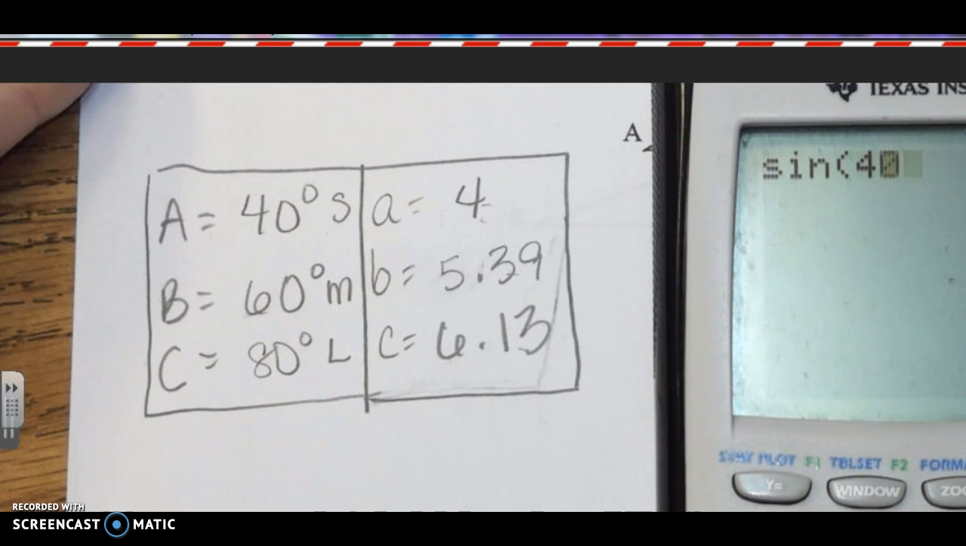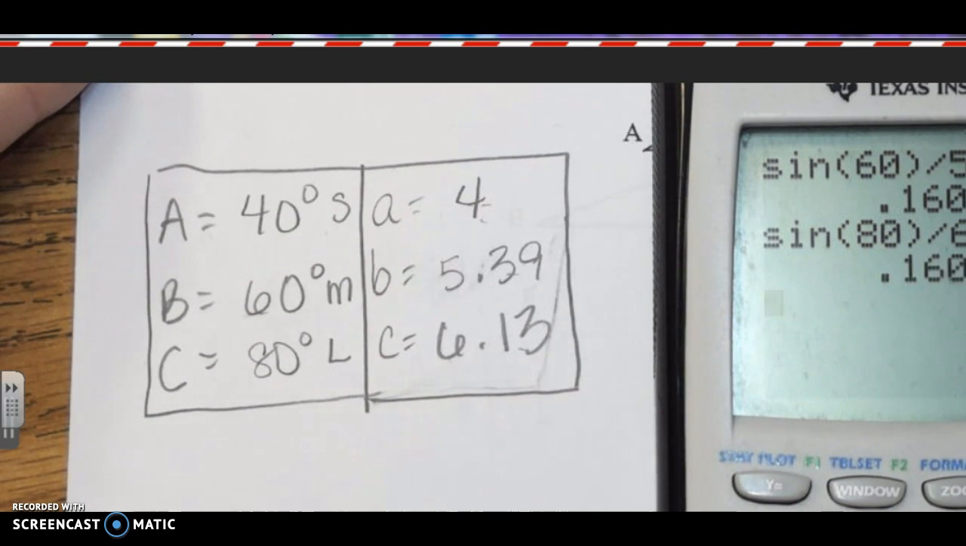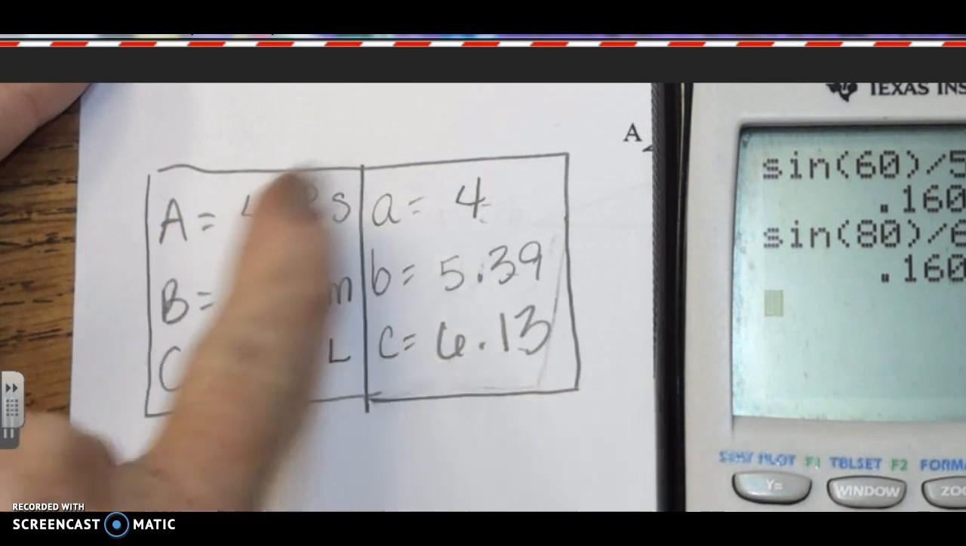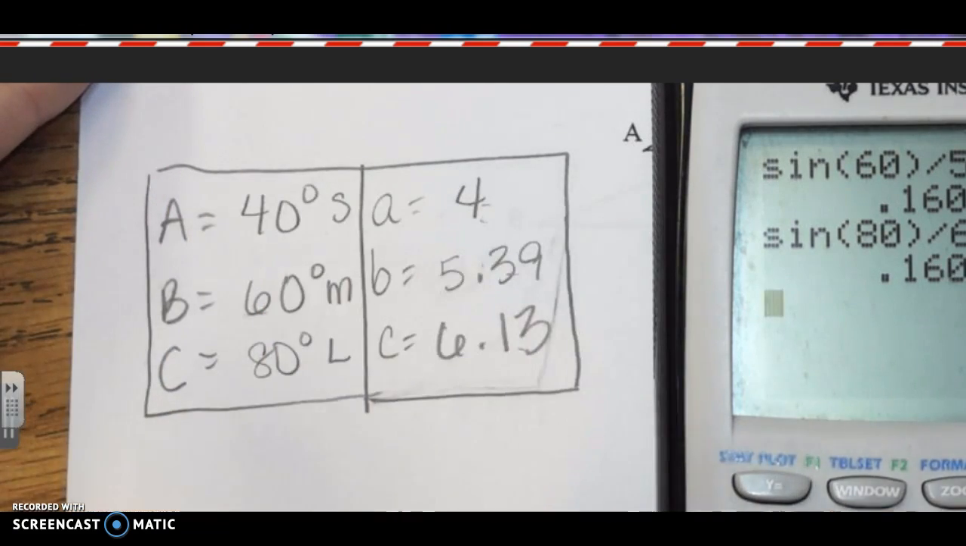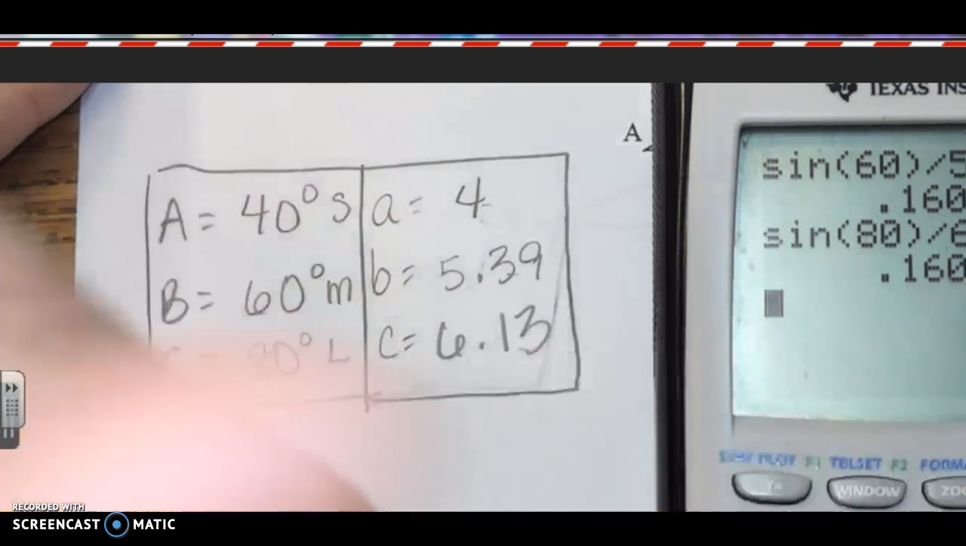So if you did sine 40 divided by 4, it's about 0.1607. If I did sine of 60 divided by 5.39, I get the same number. If I do sine 80 divided by 6.13, I get about the same number. So that proportion of the sine of that angle being divided by the side should give me that same proportion every time. Then I know I did it right.